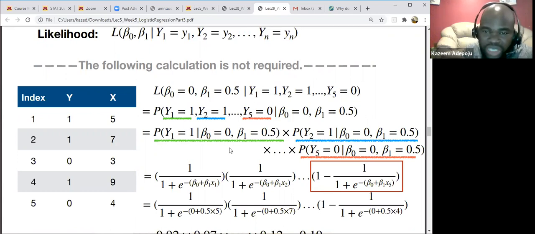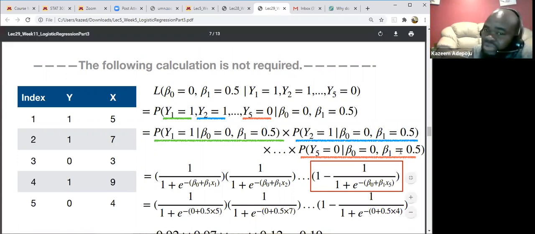5. Okay, look at the first one, into the probability of y1 equal to 1, given the parameter, the probability of y2 equal to 1, given the parameter, until I get to the probability of y5 equal to 0, given the parameter. Can you see that now? So what I have right here is more or less what I partition into 5 different components.